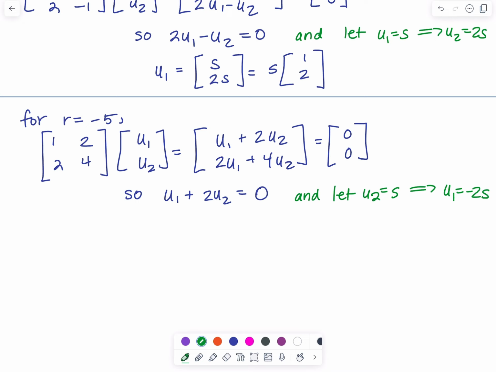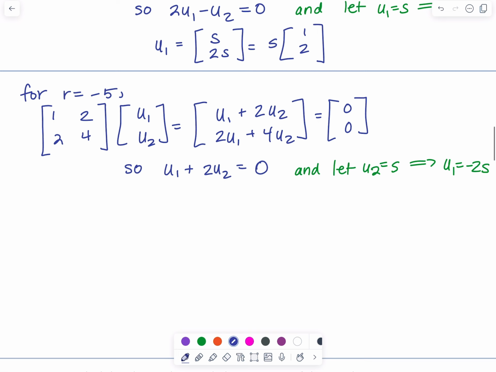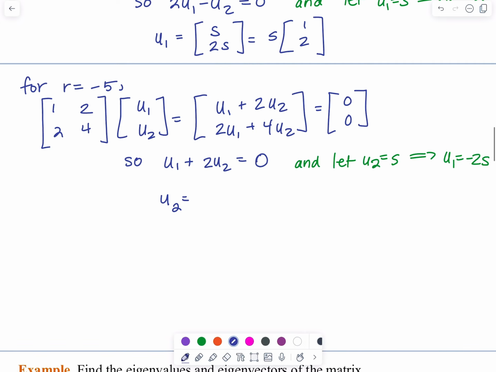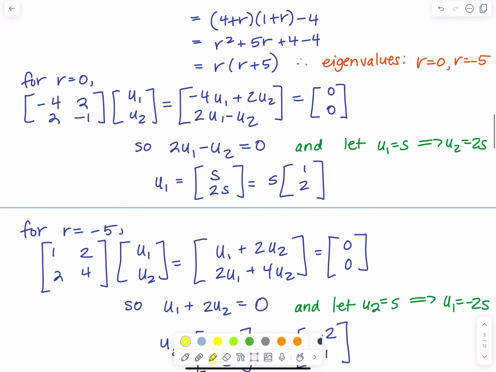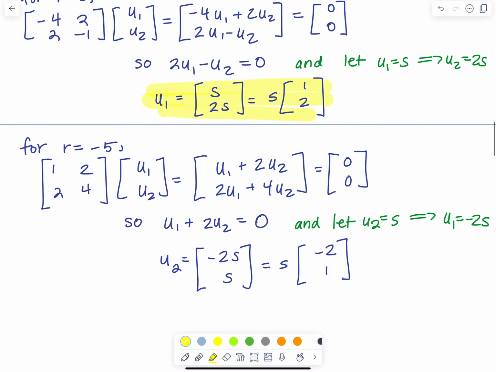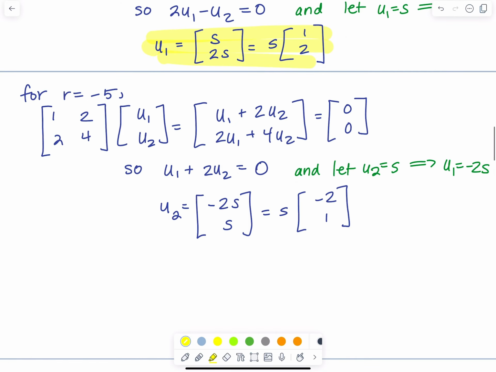Okay, so now we have the vector u equal to negative 2s, s, and that's equal to s multiplied by our vector, negative 2, 1. So the eigenvectors that are associated with r equal to 0 are shown here, and the eigenvectors associated with r equal to negative 5 can be expressed like this.